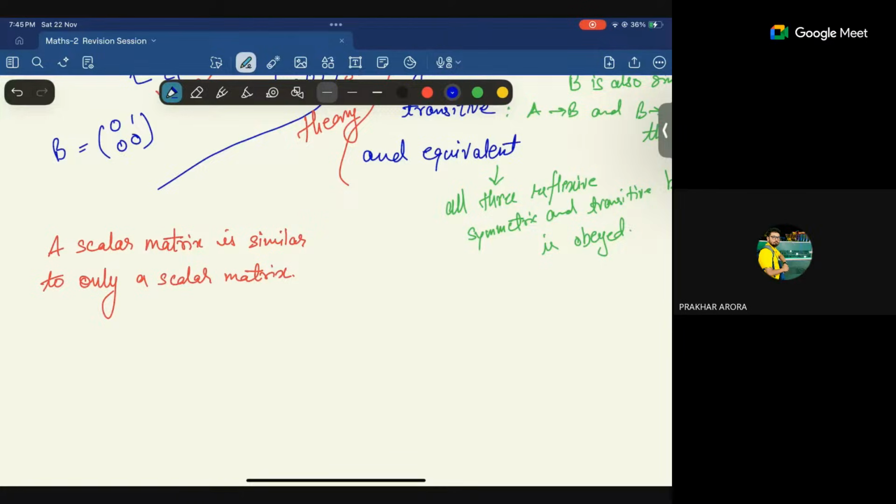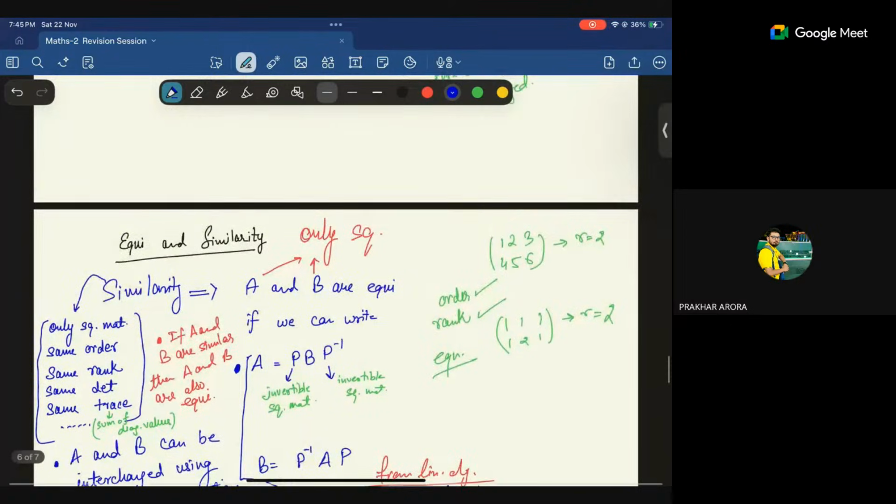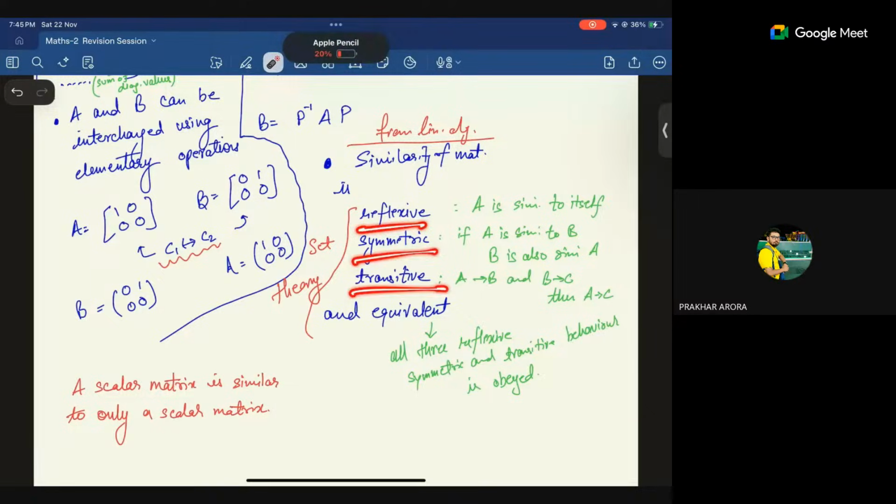No, Mudit, these are two different sentences. If A and B are similar, then A and B are equivalent. Yes, this is reflexive, symmetric, and transitive. But this is not a property of matrices. You do not say that a matrix is reflexive. This is for a relation. I'm sorry, I want to go into depth of this, but I cannot go into any more detail on these topics.